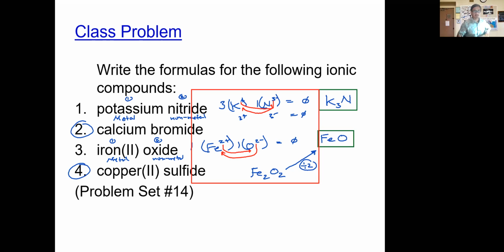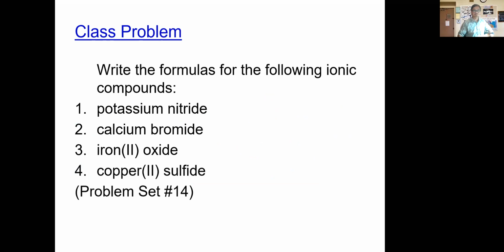All right, let's take a look at this. Let me clear up the drawings here. Let's look at number 2. Let's do calcium bromide and work that out together. I am going to do all this work for you only because I want to remind you of the process that you should be doing mentally. So, binary compound? Yes. Calcium is one element, bromine is the second element.